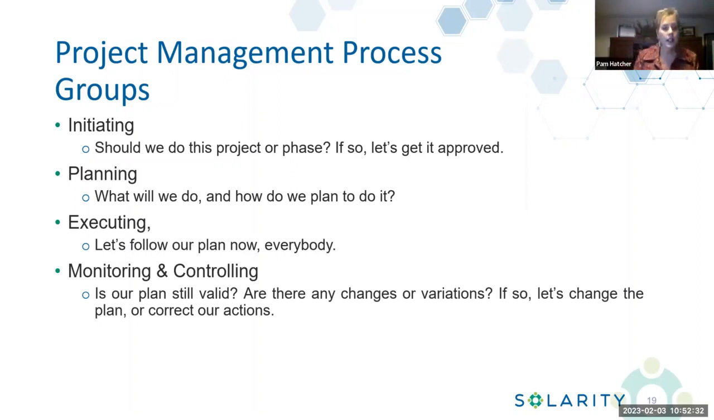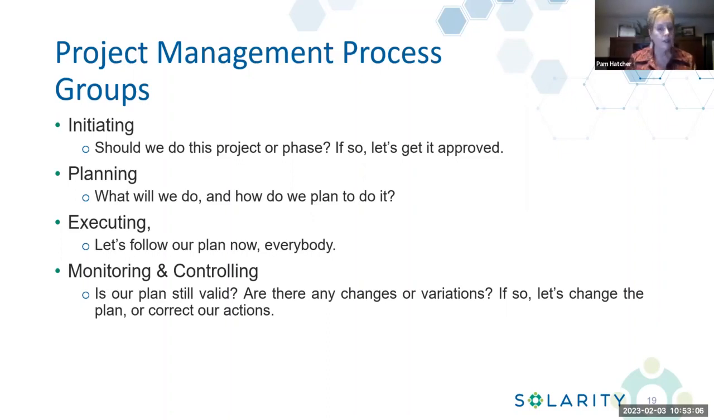So quickly, from initiating, this gives us a question: should we do this project or not? Should we do this project or phase of what's happening? And if we should, because you've put the right information together from a business needs standpoint and a business case standpoint to be approved, a go or no go, that's what we mean by initiating in that process group. Then you have planning within a project. What will we do? How are we going to plan to even do what we're doing? And there are tons of tools that come into play there.